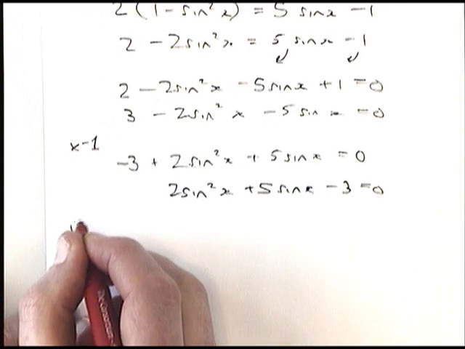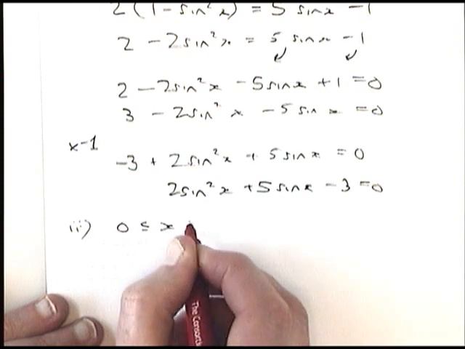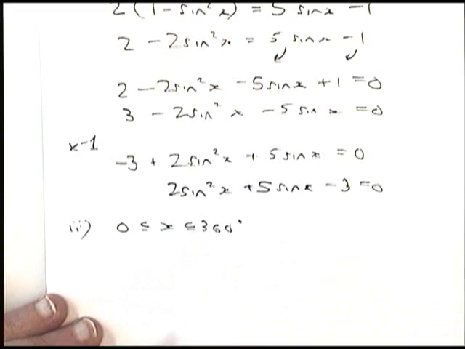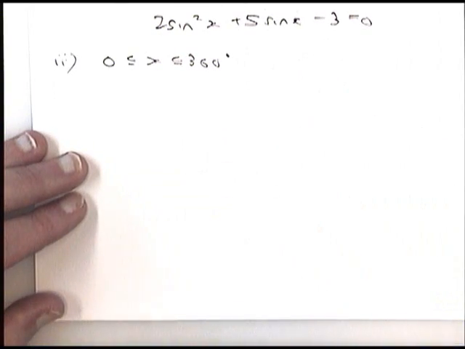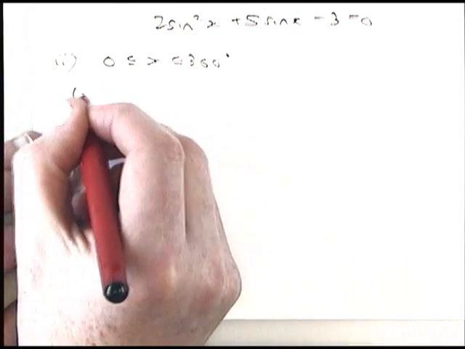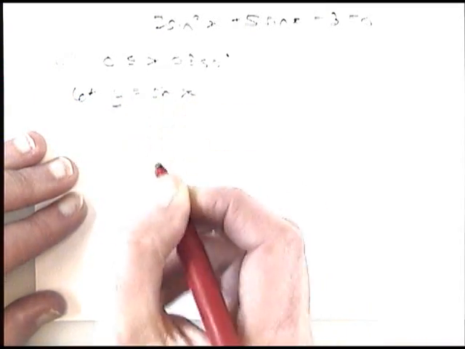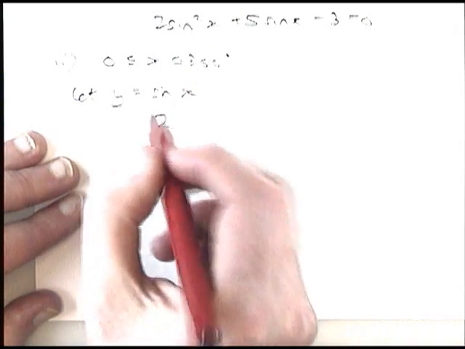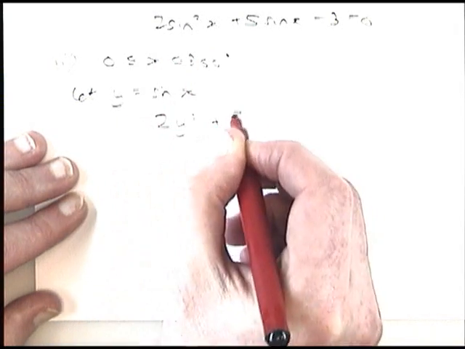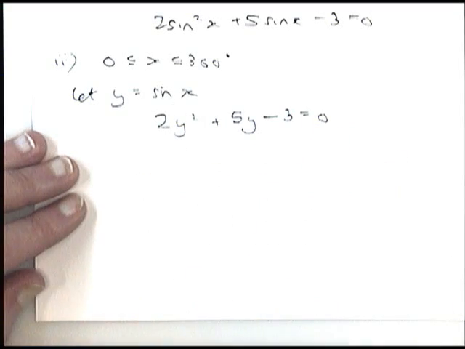Next thing I've got to do in part 2, I've got to solve this equation for all angles in the range of 0 up to and including 360 degrees. This is actually a quadratic equation. We start off with that one. It might be easier if I replace all the sines with a y, because this becomes 2 sine squared is 2y squared plus 5 lots of sine. Maybe it's easier to look at it like that.